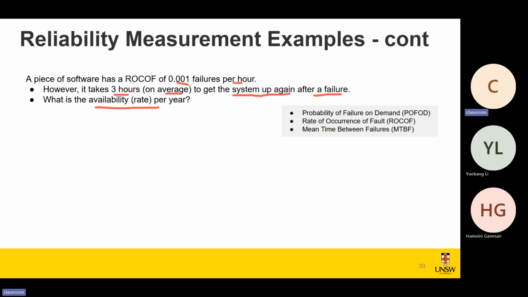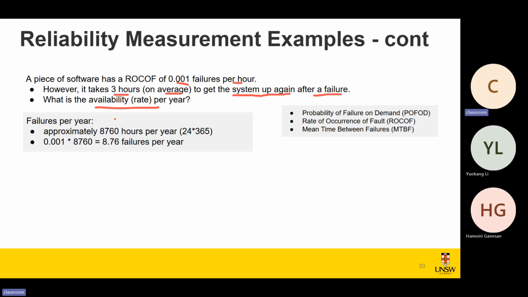So first we need to calculate how many failures could we have per year, right? According to the definition, every year we have approximately 8,760 hours. And then if we use this many times and this rate here, we can get that this system may have 8.76 failures per year.